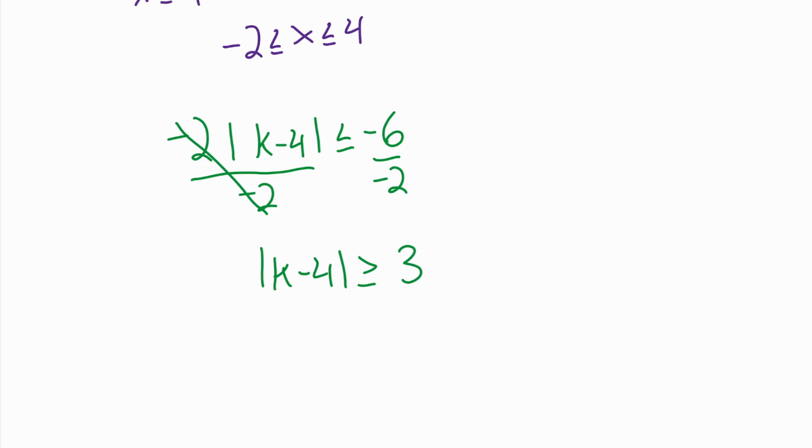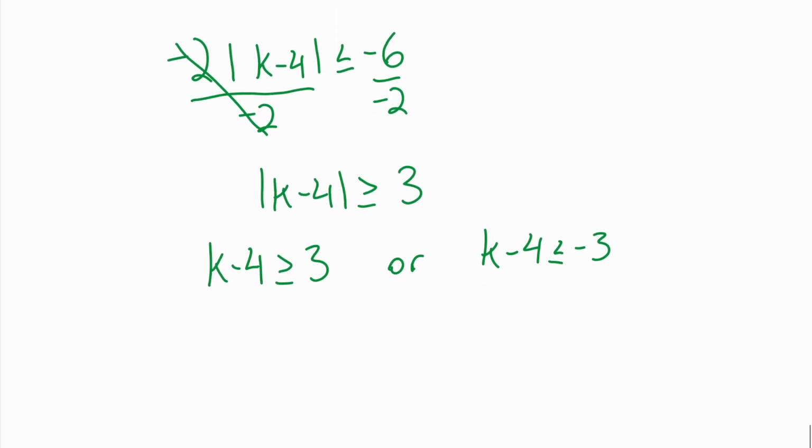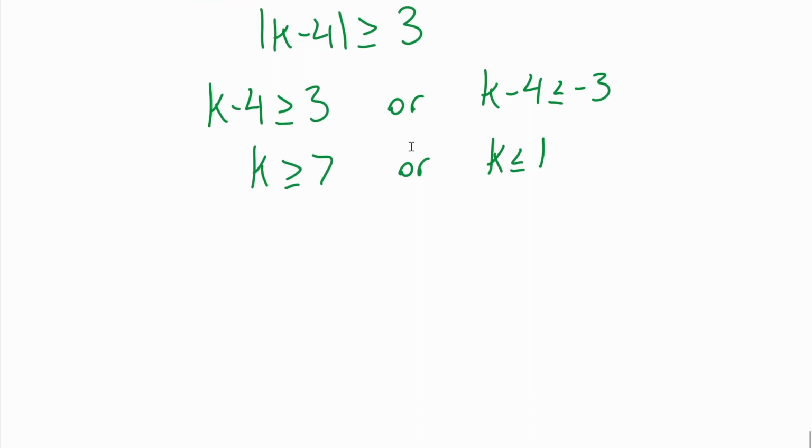Okay. So this means that k minus 4 is greater than or equal to 3, or k minus 4 is less than or equal to negative 3. Okay. So we have k is greater than or equal to 7, or k is less than or equal to 1, looks like. And so that would be our answer. Okay.